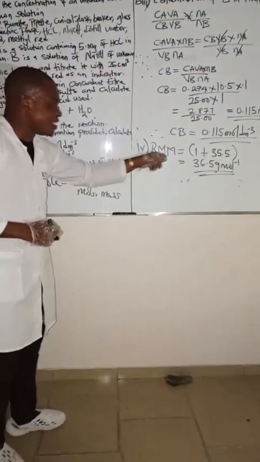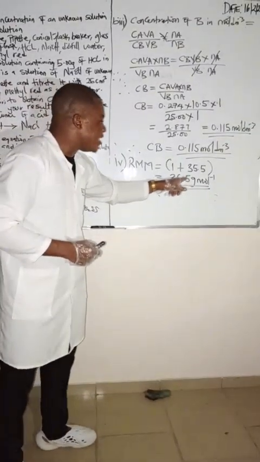The relative molecular mass, which is the weight of the acid, is 36.5 gram per mole. So that is what we are asked to calculate.